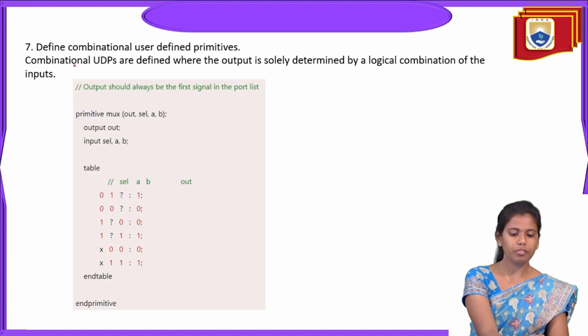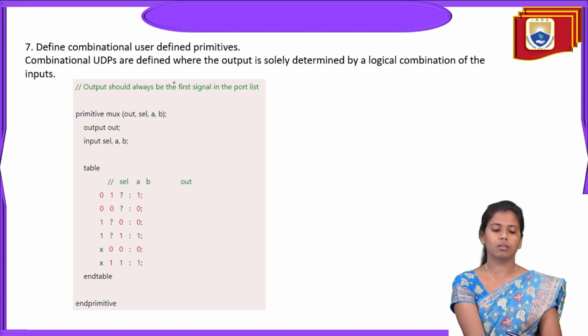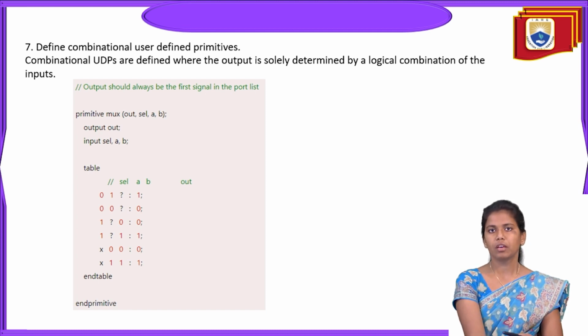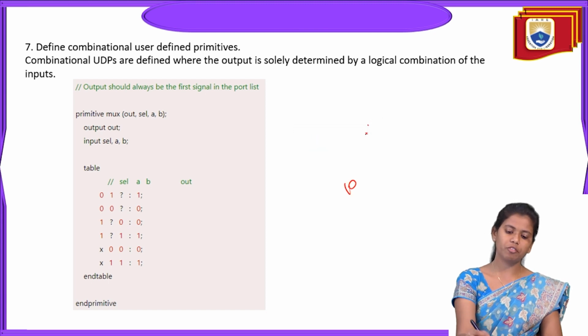Now to define combinational user defined primitives. The number of inputs that can be considered for this UDP is 10. For sequential user defined primitives, the number of possible inputs that can be considered is 9.